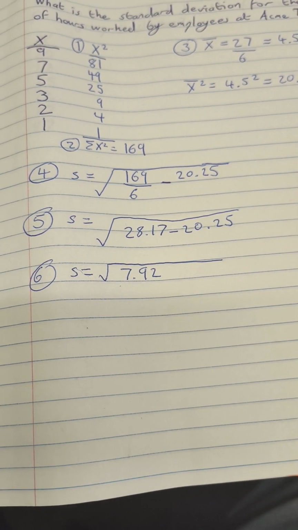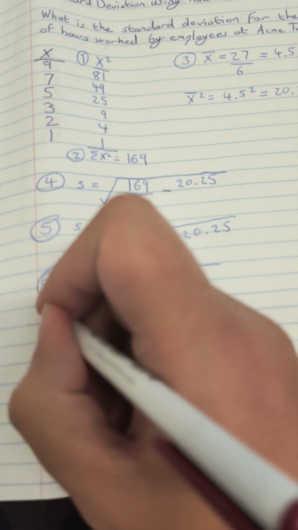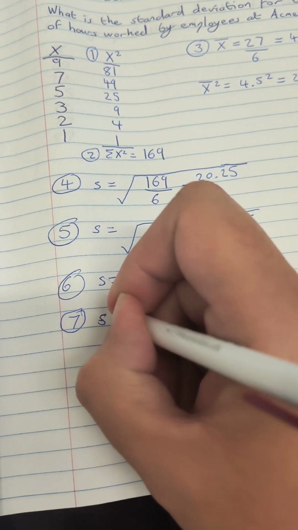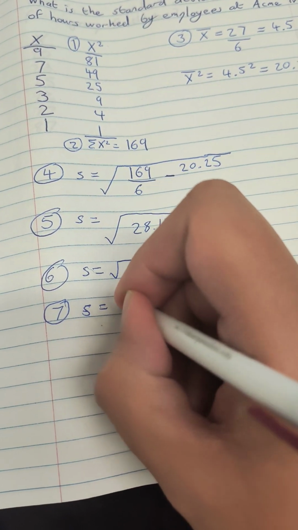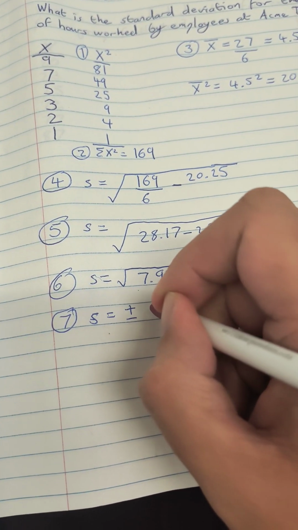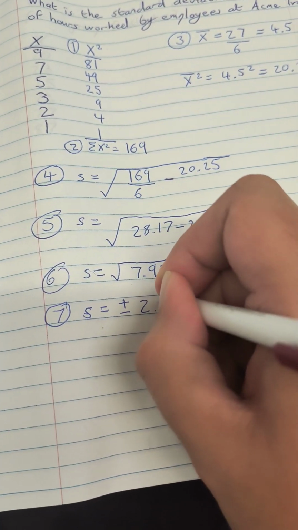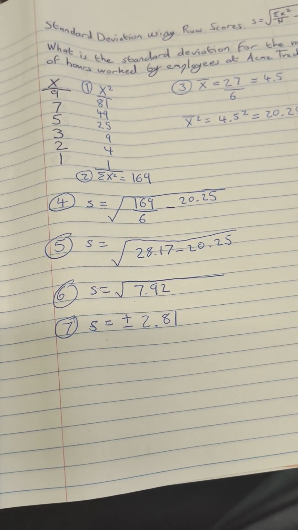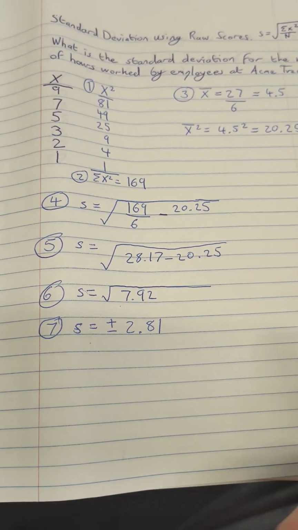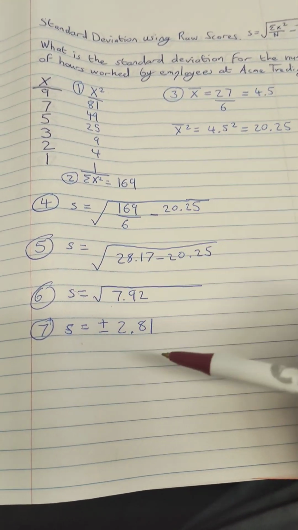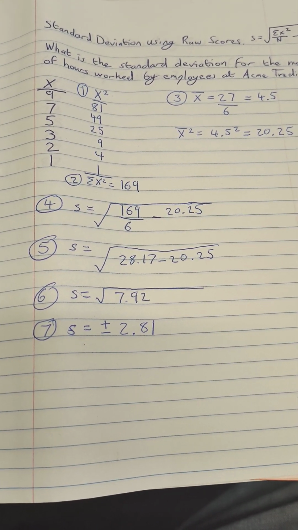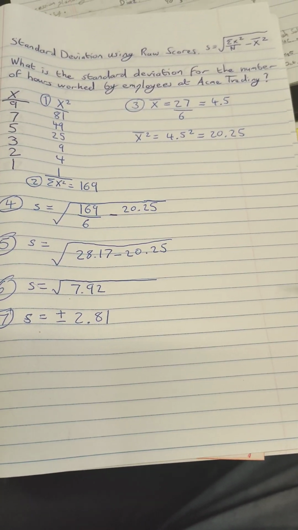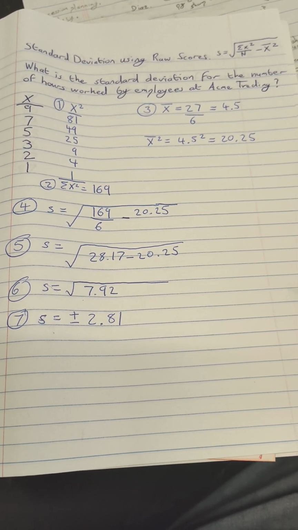So subtracting 20.25 from 28.17 gives us a value of 7.92. And that would be the variance. And then if we take the square root of 7.92, the square root is plus or minus 2.81, which is our standard deviation. And so we have an average of 4.5 hours and a standard deviation of 2.81 hours. Okay, so that is our solution for the standard deviation using raw scores formula.